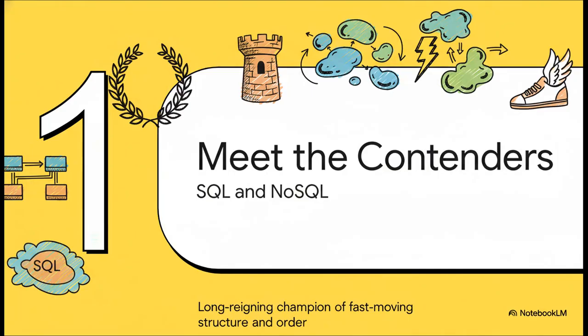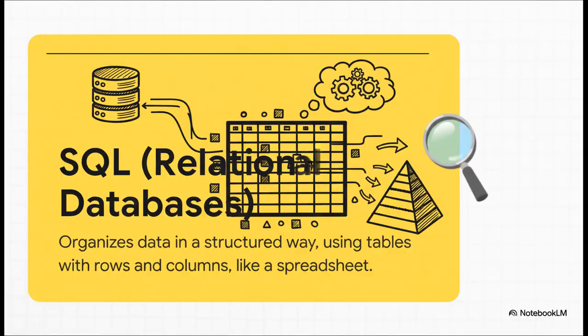All right, let's bring our two contenders into the ring. In one corner, you've got the heavyweight champion of structure and reliability. And in the other, the nimble, lightning-fast challenger built for flexibility and massive scale. First up is SQL, which, as you know, stands for Structured Query Language. And that first word, structured, that's everything. Just imagine an immaculate digital spreadsheet. Every single piece of data has its perfect little cell in a predefined table, and all the tables are neatly linked together. This is the world of order, predictability, and very strict rules.